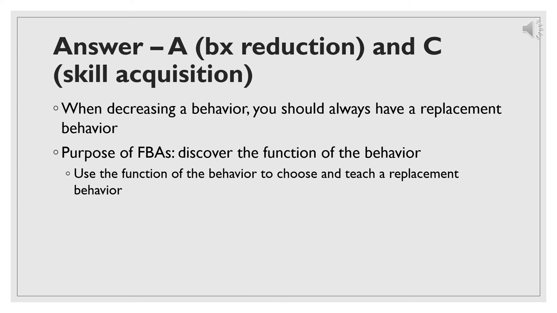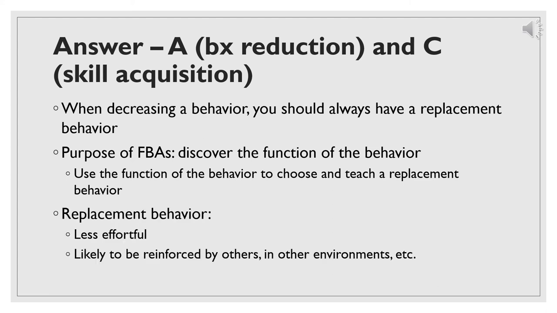For example, Jane's head-hitting behavior could be replaced by a more appropriate behavior, such as manding with icons. If Jane is taught to communicate that she would like attention or a specific tangible, she can begin engaging in more appropriate responses to gain this access. It is important to note that the replacement behavior should always be less effortful than the problem behavior.